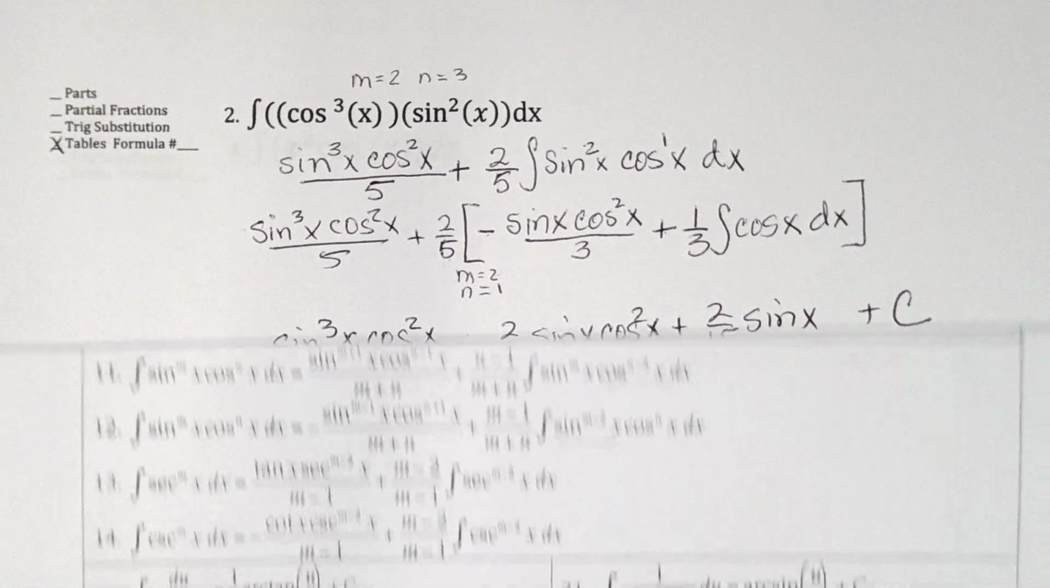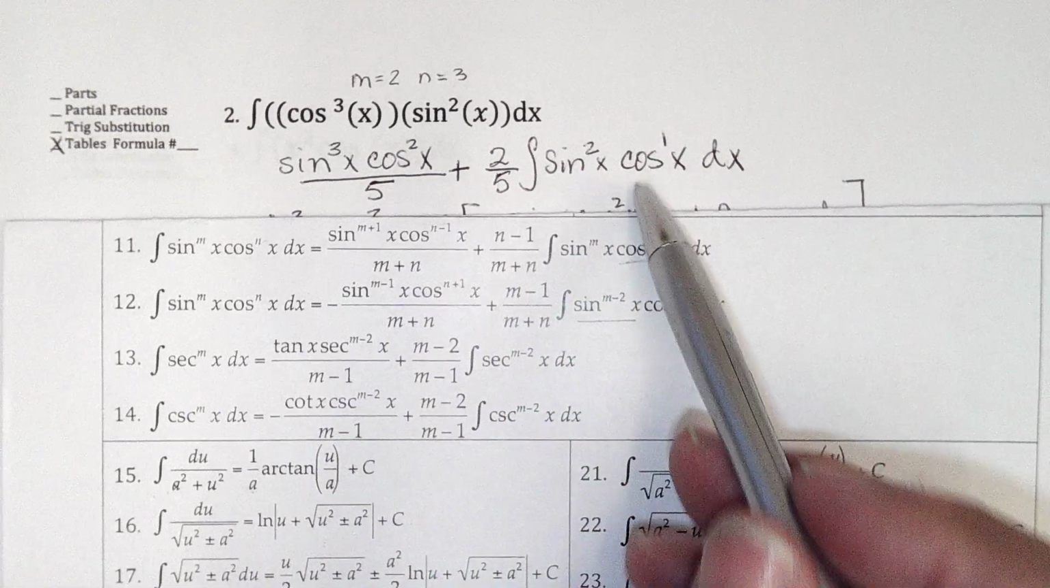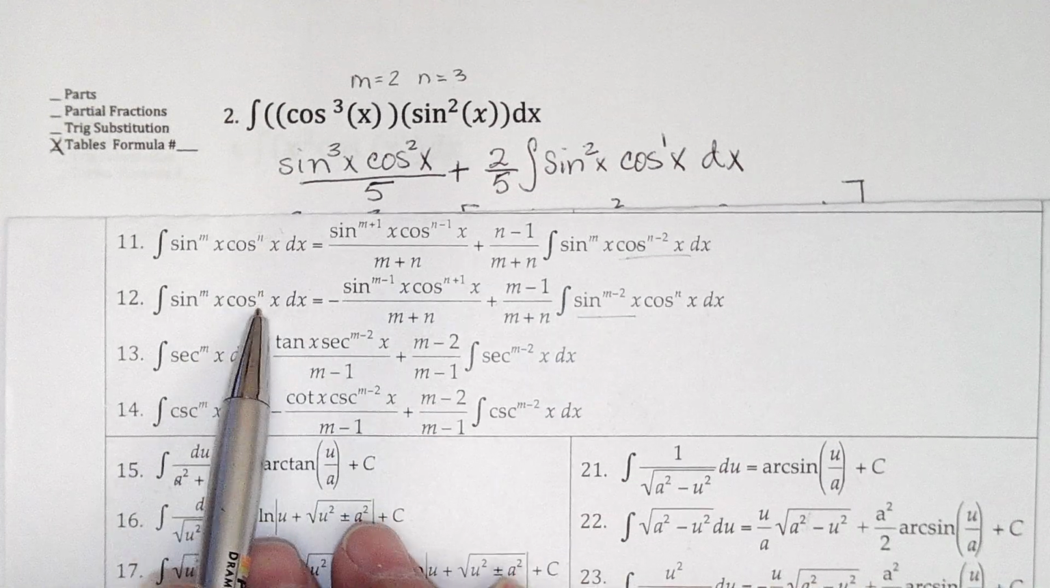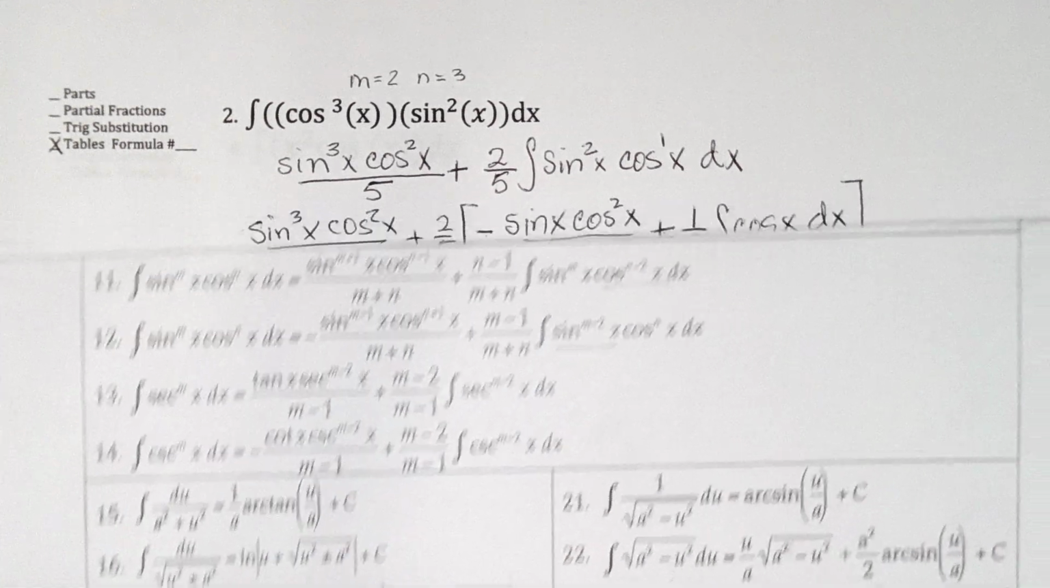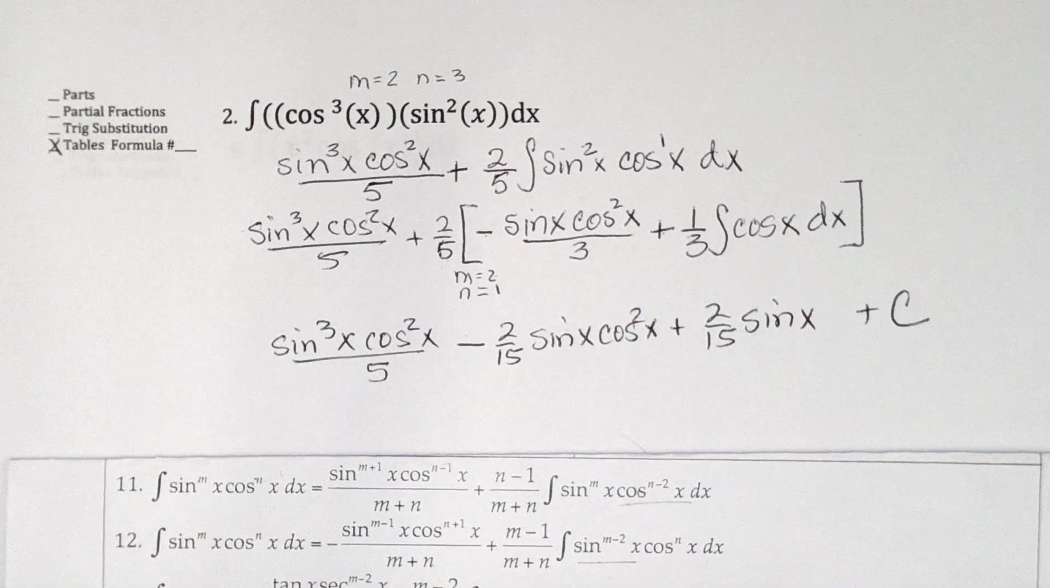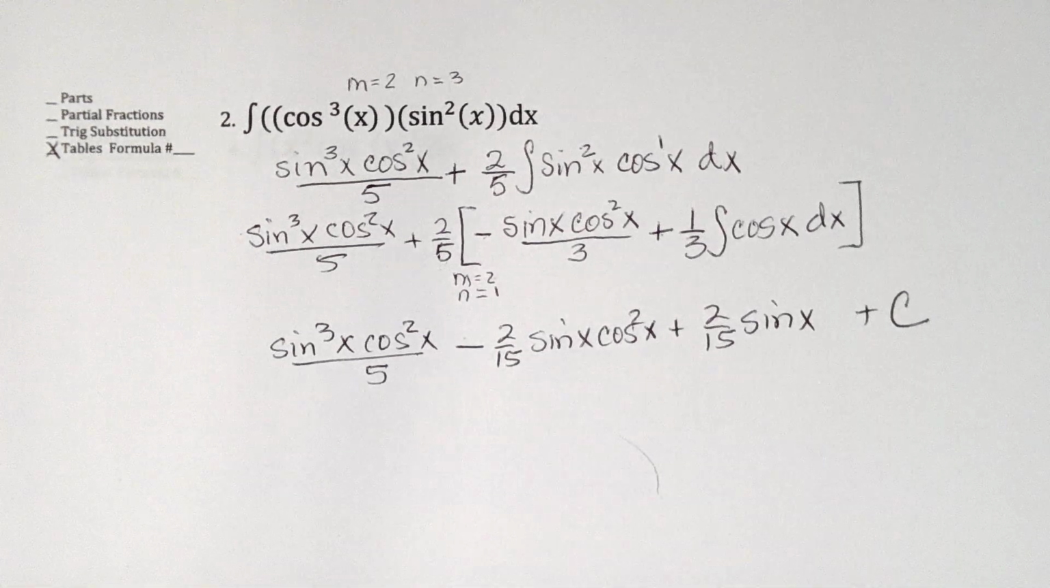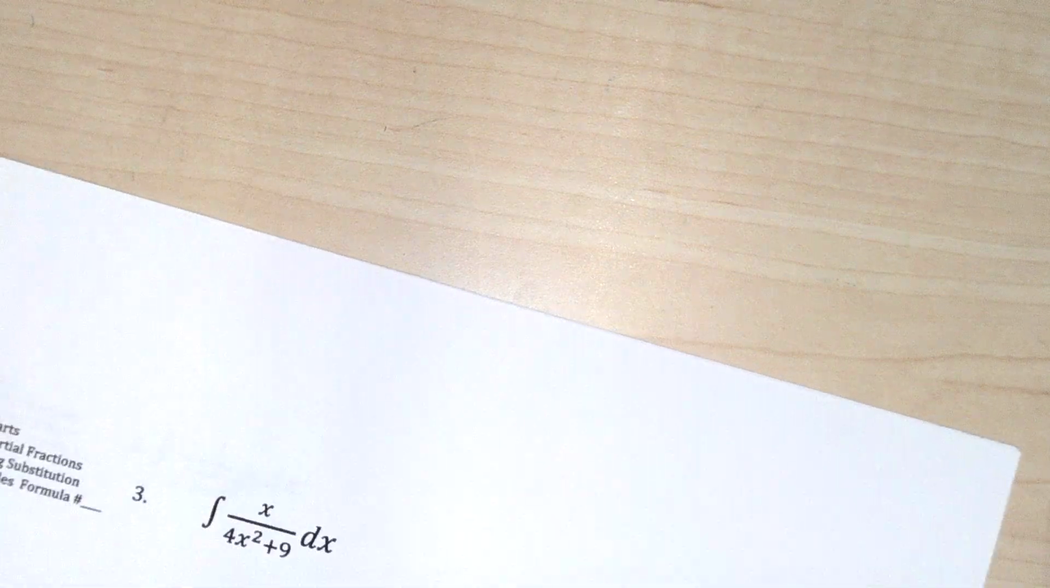Now, I chose to do the cosine reduction formula first and then the sine. You could do them in the other order, and it would look a little bit different, but it should end up being the same answer. Okay, that's 2. 3.